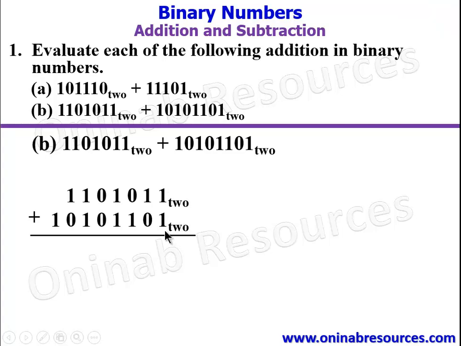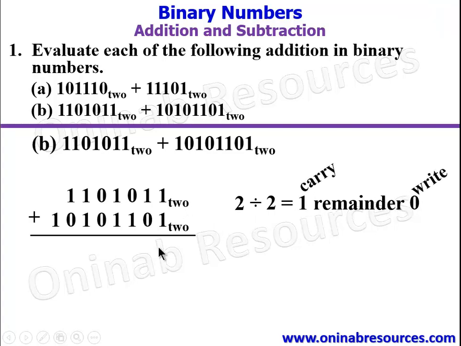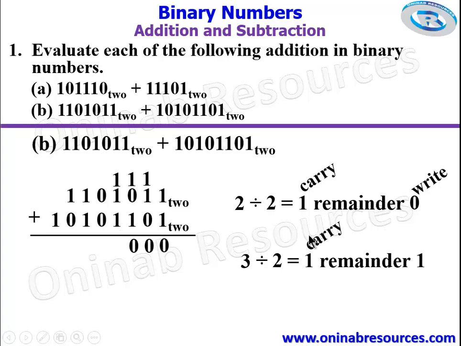So 1 plus 1 gives 2. We divide by 2. It gives 1 remainder 0. We carry the 1 and write 0. So we have 0 here and carry 1. 1 plus 1, 2. The same way, we write 0 and carry 1. 1 plus 1, 2. We write 0 and carry 1. 1 plus 1 plus 1 gives 3. So we cannot have 3 also, so we divide 3 by 2. 1 remainder 1. So we carry 1 and write 1. So we write this 1 and carry 1.